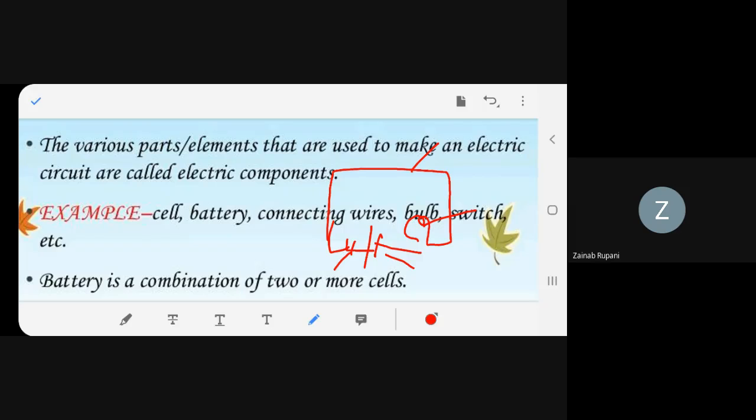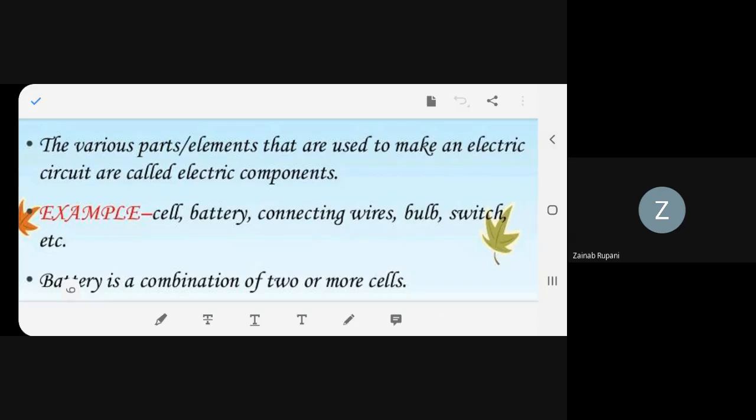Now here what you say is cell. If it is this much and this much, this is cell. But if I add another cell, then what does this become, beta?